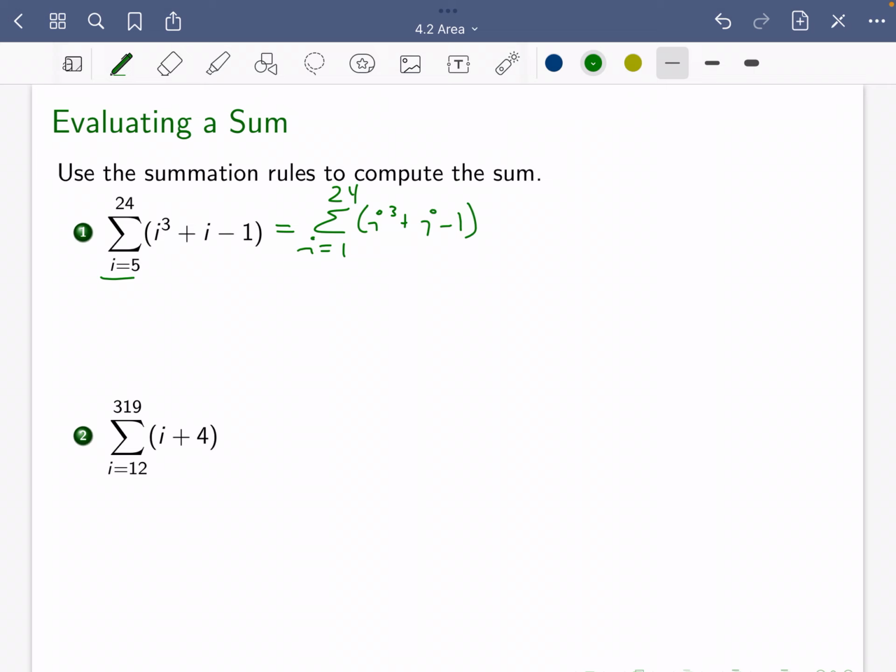So if we just started at 1, is that the same? No, because now we have added a bunch of extra terms. So let's subtract off the stuff that we included. We added these extra terms 1 through 4. We want to start at 5, so we're not going to subtract off the 5th term, but we will subtract off the 4th term, the sum i equals 1 to 4 of i cubed plus i minus 1.